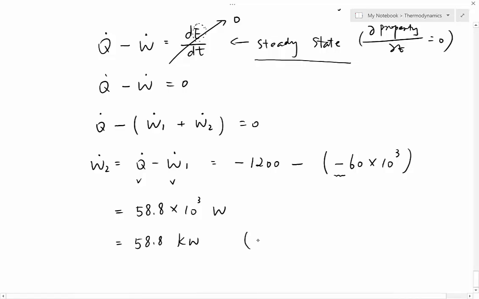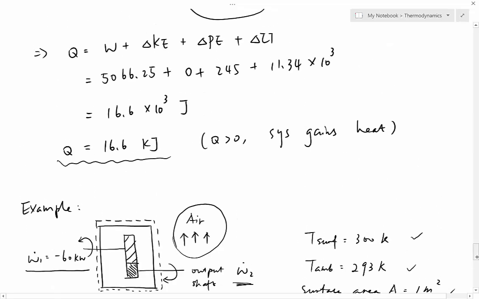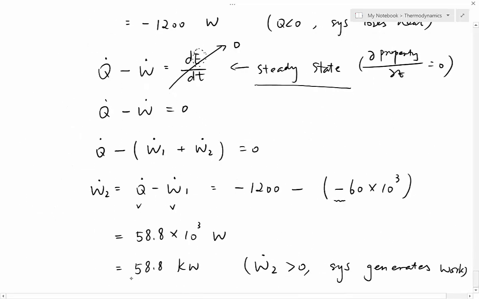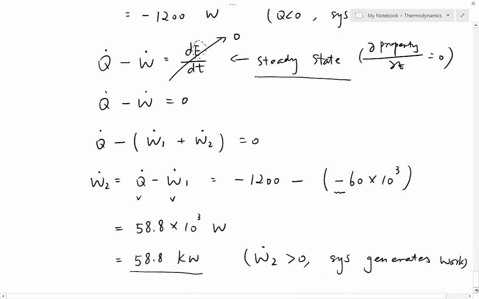And our solution is positive. What does that mean? That means the system generates work. And is that the case? Let's go back to the diagram. W dot 2 comes out of my system. So that means my system generates W dot 2. If the system generates work, the work must be positive. So your W2 dot must be positive. Is it positive? Yes. Okay, so your solution makes sense.